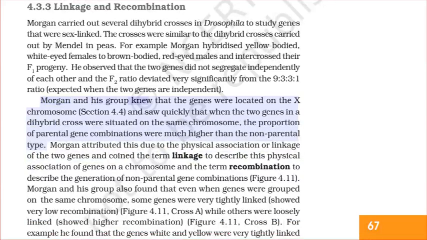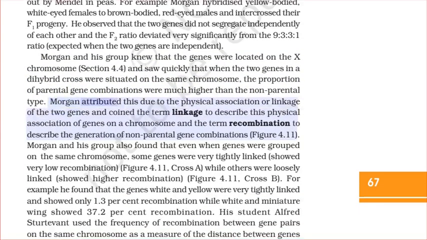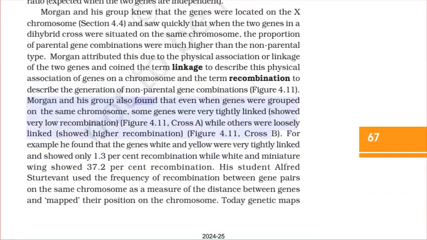Morgan and his group knew that the genes were located on the X chromosome and saw quickly that when the two genes in a dihybrid cross were situated on the same chromosome, the proportion of parental gene combinations was much higher than the non-parental type. Morgan attributed this to the physical association or linkage of the two genes, and coined the term linkage to describe this physical association of genes on a chromosome, and the term recombination to describe the generation of non-parental gene combinations.